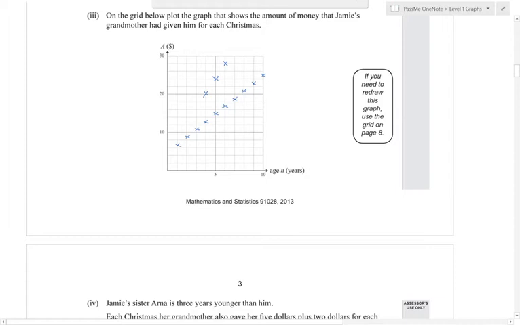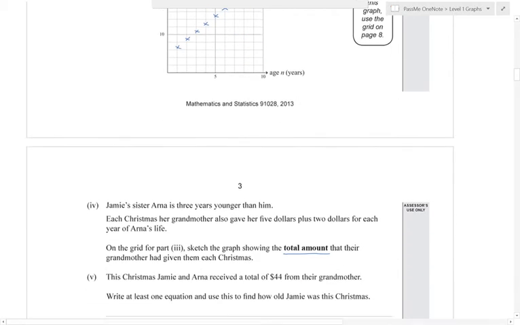One thing I'll say is why I've done points rather than a line: they're not getting money throughout the year, they're just getting it at Christmas, so it's not a continuous graph. That's why I've got points rather than lines.